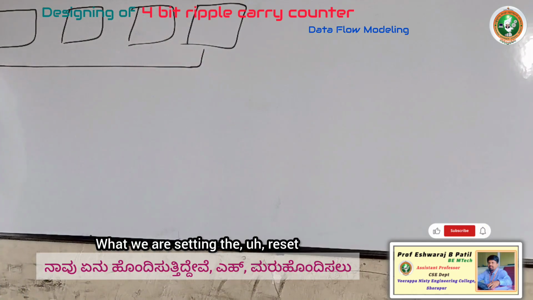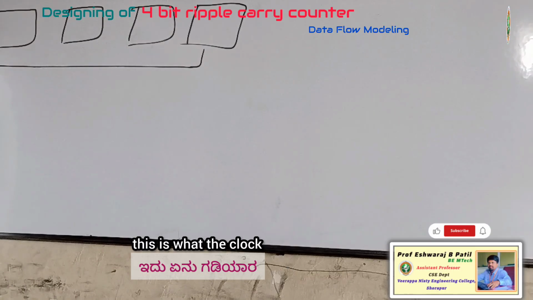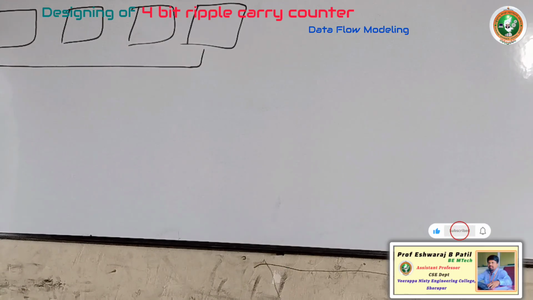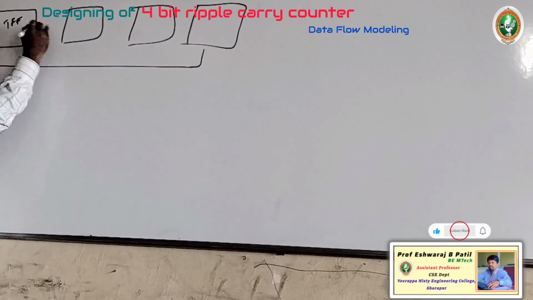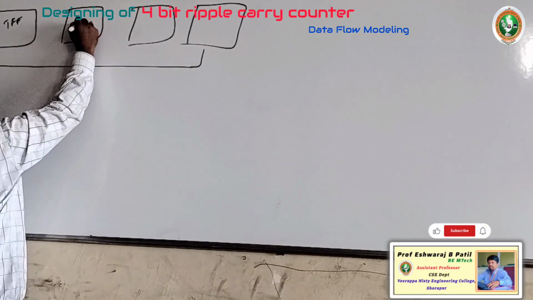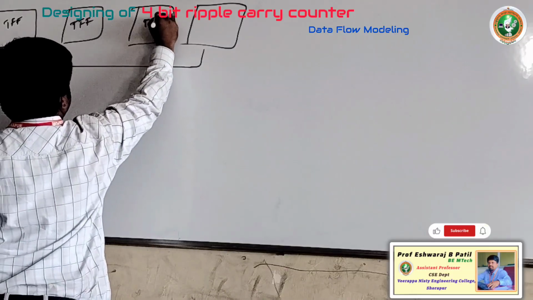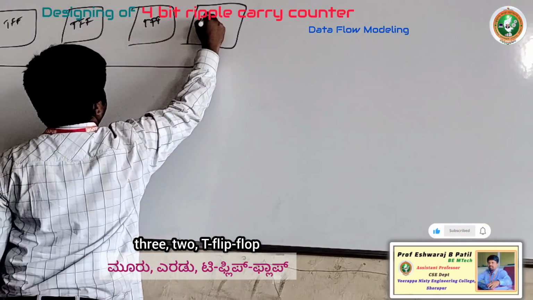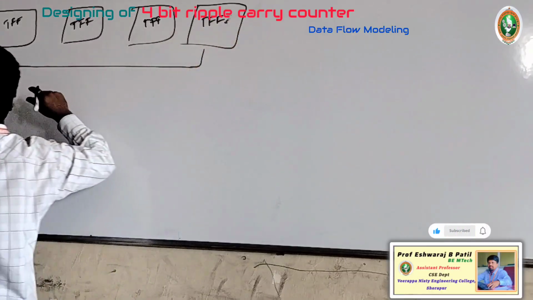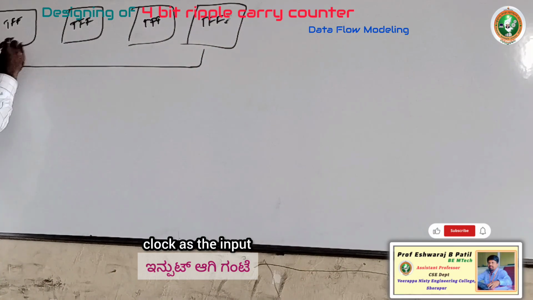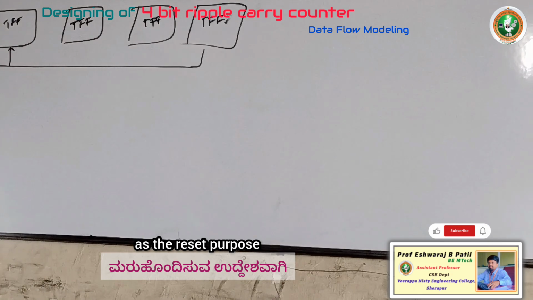We are setting the reset, that's the clear. We are sending the clear. This is the clock. This is T flip flop 0, T flip flop 1, T flip flop 2, T flip flop 3. Each has the clock as the input and the clear as another input for reset purposes.